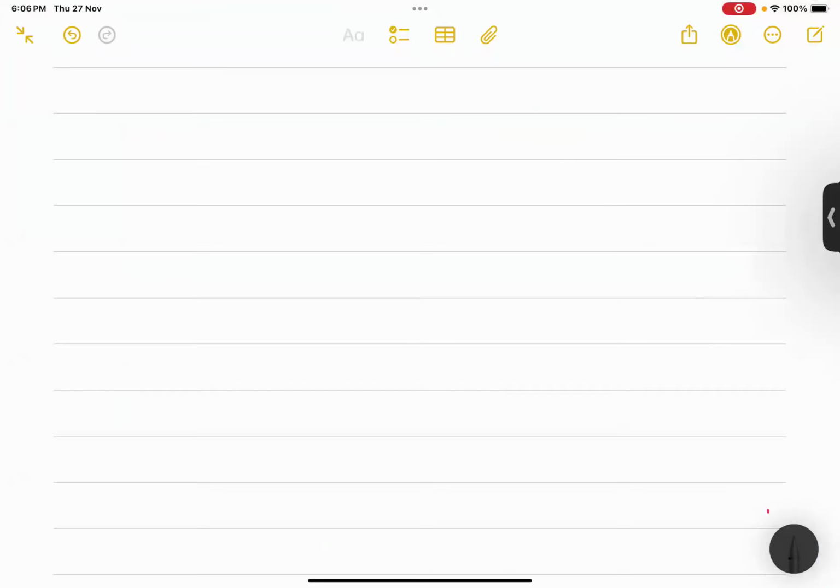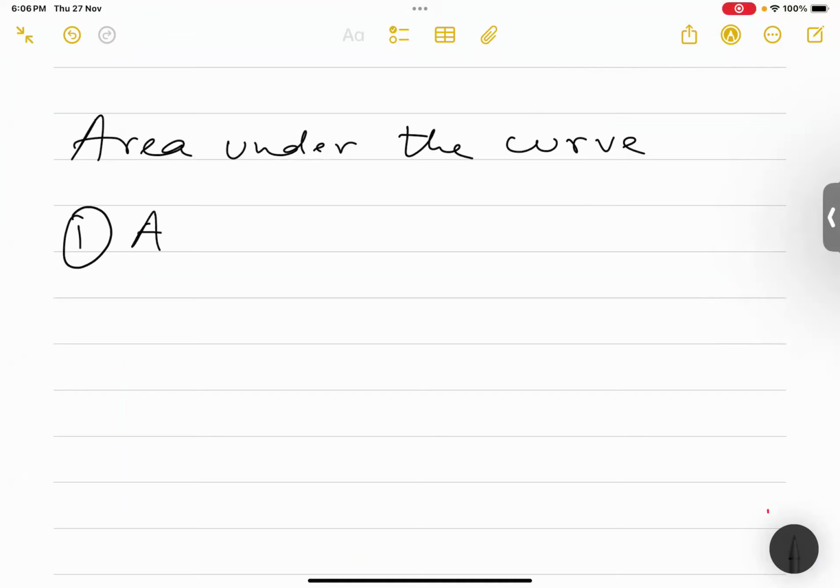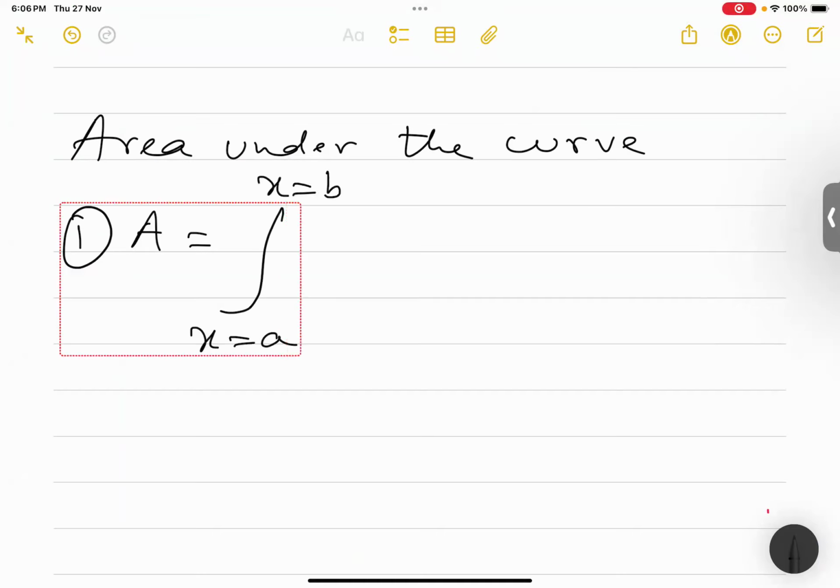Okay, so we are starting with this particular chapter, application of definite integrals. This has a concept called area under the curve. We are going to use only two formulas in this entire chapter. Formula number one: area is equal to the integral from x is equal to a to x is equal to b of y dx.